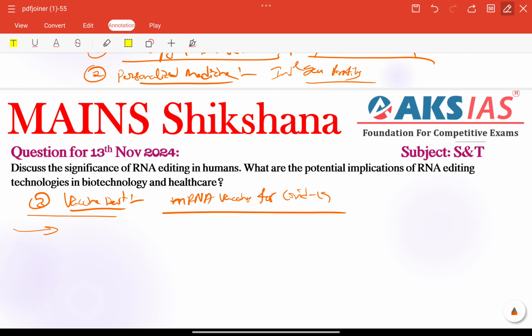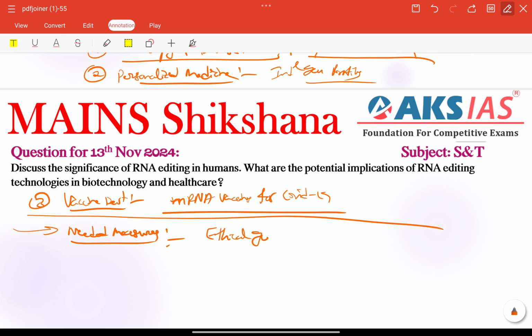Finally, before the conclusion, we need to connect some needed measures here. To fully harness RNA editing's potential, we can talk about ethical guidelines. Some ethical guidelines need to be included here, right? Whenever we start using a new technology, we need to follow some ethical guidelines.